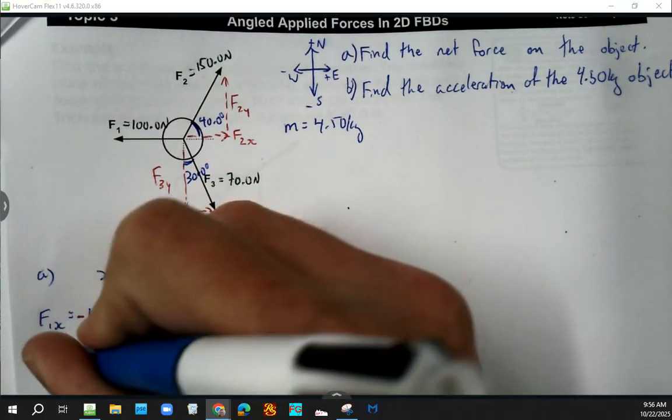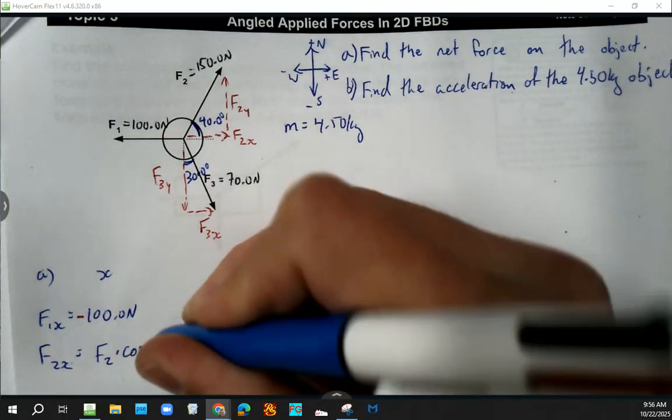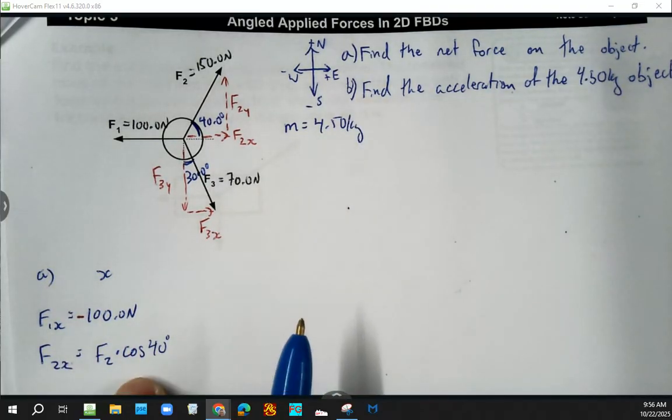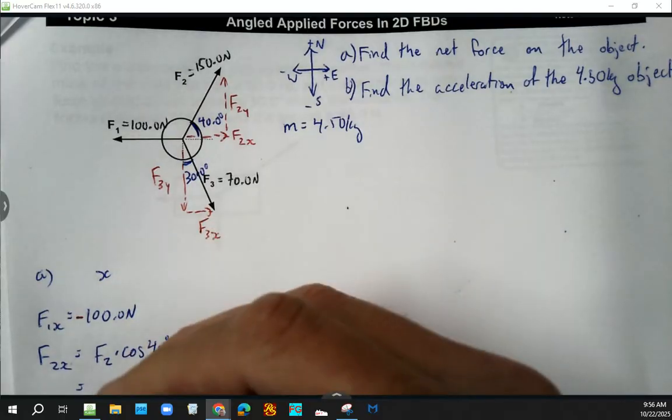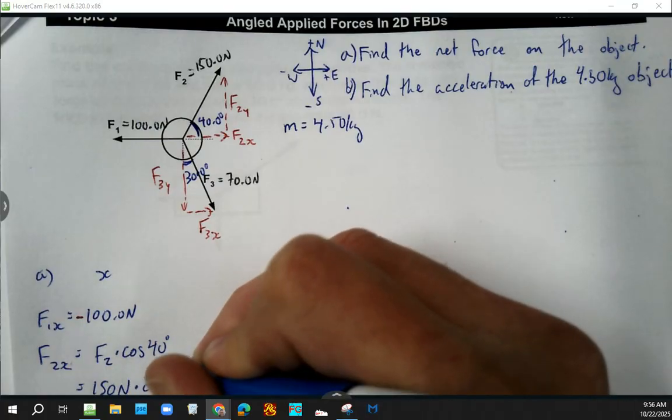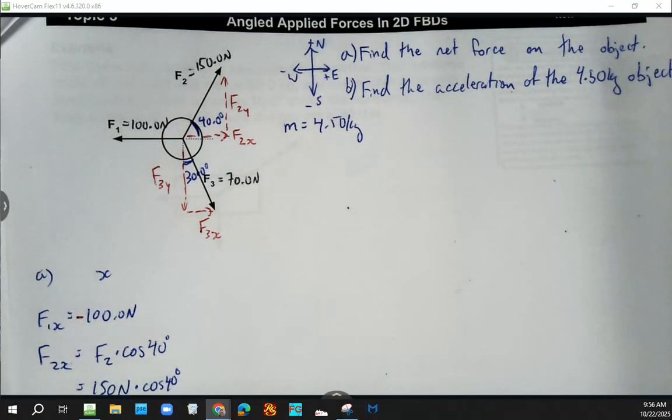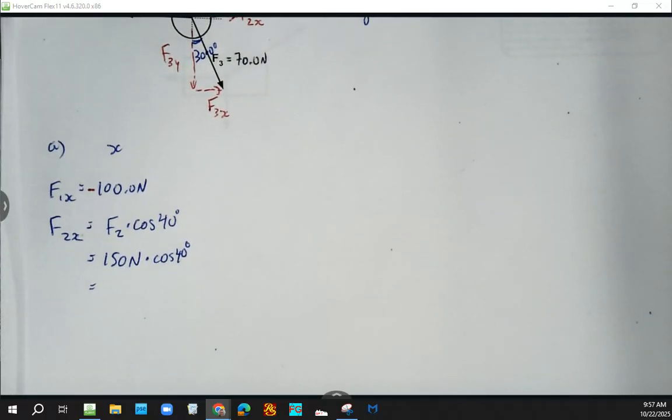F2X. F2X is going to be F2 times cosine of 40 degrees. Now you can look at your SOHCAHTOA if you like. Cosine of 40 is adjacent over hypotenuse. The hypotenuse is F2. The adjacent is F2x. I've already rearranged it for myself, okay? So F2x is F2 cosine of 40. And I could plug in my values. I've got my F2, 150 newtons, times cosine of 40 degrees. I need somebody with a calculator for this one. What's 150 cos 40?